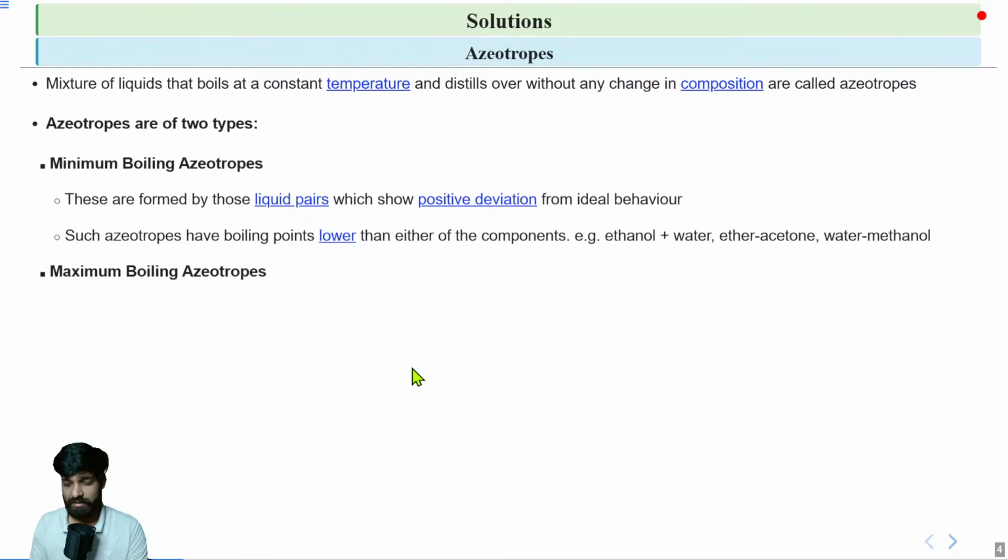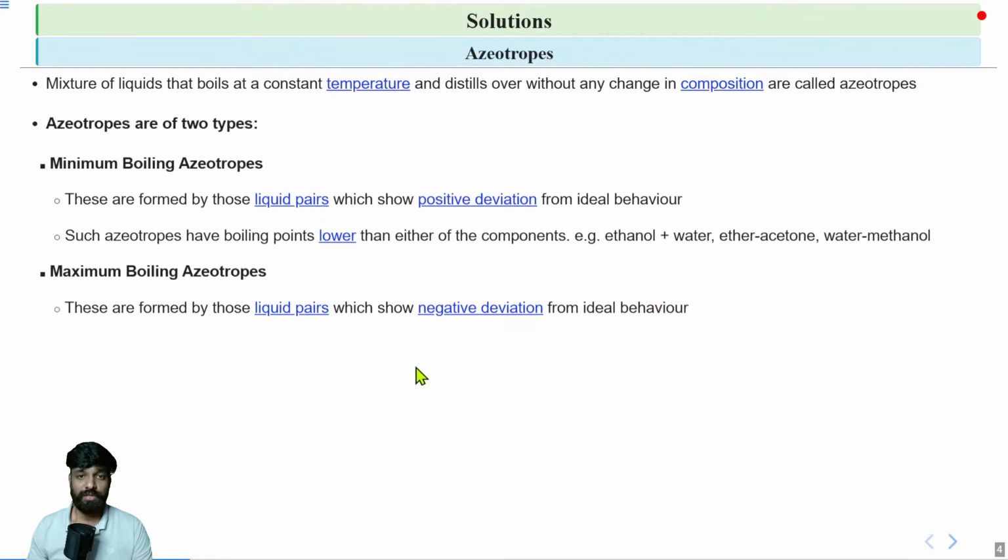Moving on to the next: maximum boiling azeotropes. These are formed by those liquid pairs which show negative deviation. So opposite of minimum boiling azeotropes, we have maximum boiling azeotropes.